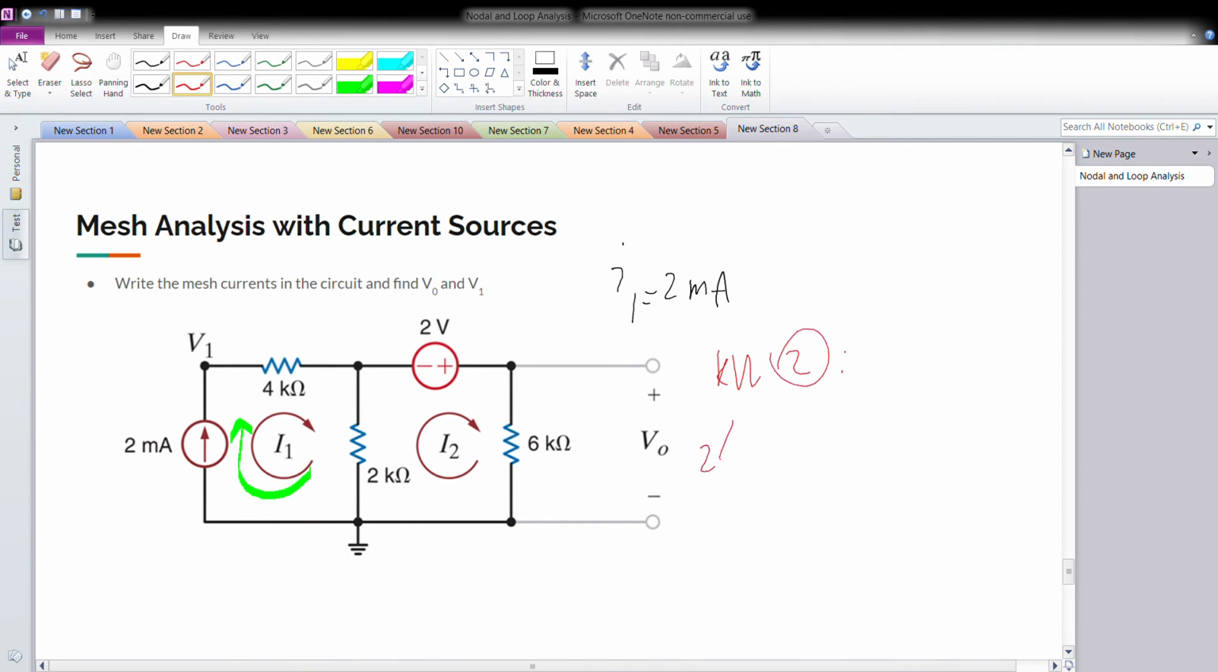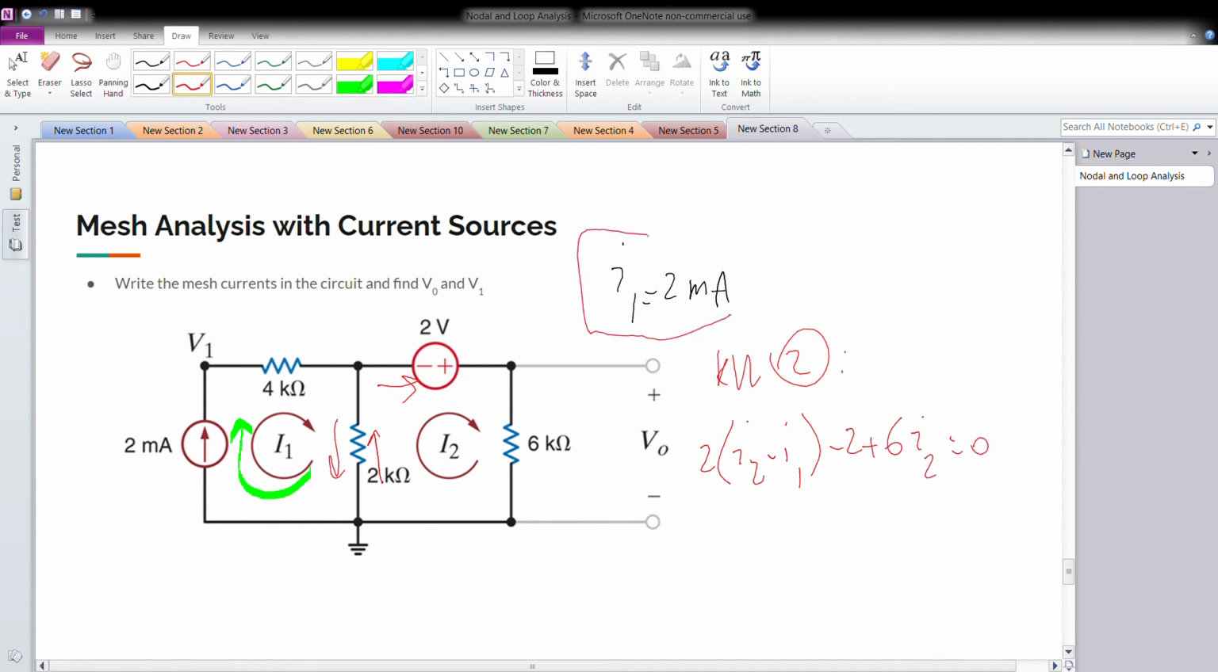It's going to be 2 times, because I'm in I2, it's going to be I2 minus I1. I'm writing it this way because they're going in the opposite direction, and also the 2K is shared. And then I get to my voltage source again. If it's a voltage source, it's already giving you a voltage drop, so you just put it as is. But in this case, because I'm entering it on the negative side, it's going to be minus 2. And then plus, the 6 is only for loop 2, so it's going to be 6 times I2 equals 0.